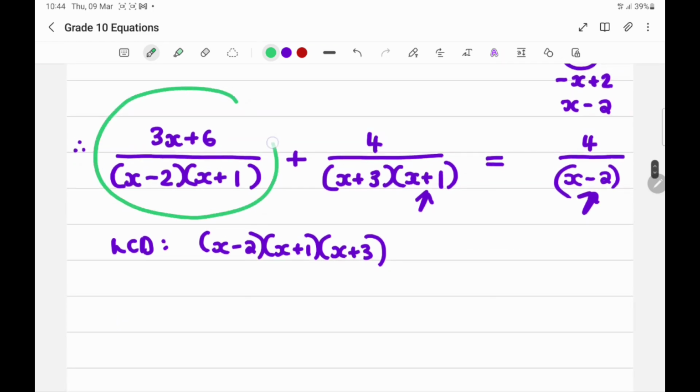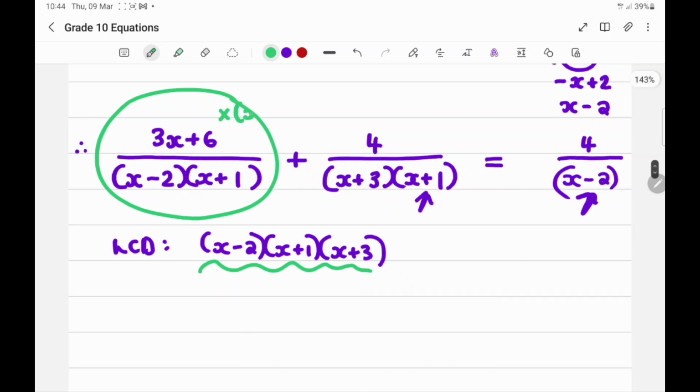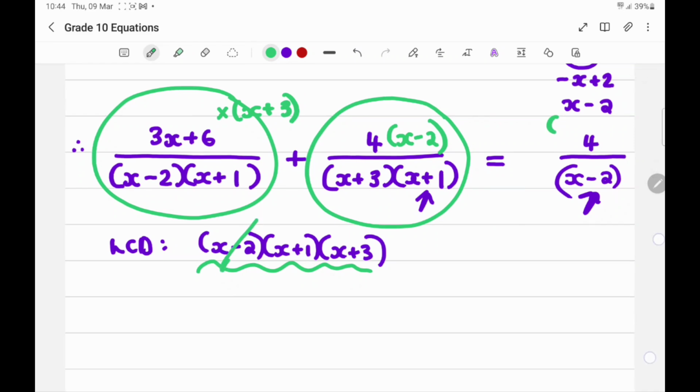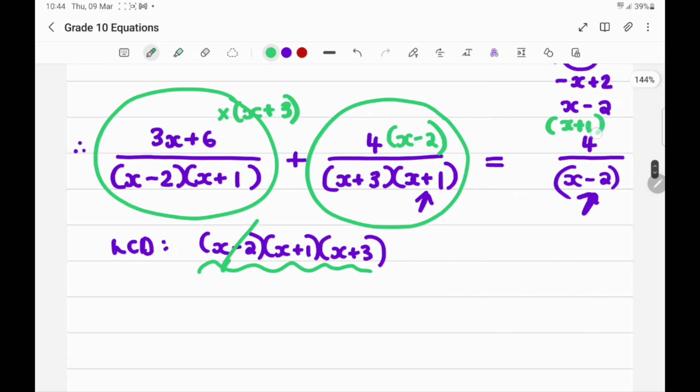If you look at the first one, which one was needed over here? We needed an x plus 3. So this has to be multiplied by x plus 3. If you look at the second one, which one was needed? An x minus 2. And the last one has to get 2 brackets. We have the x minus 2, so we need an x plus 1 and an x plus 3.